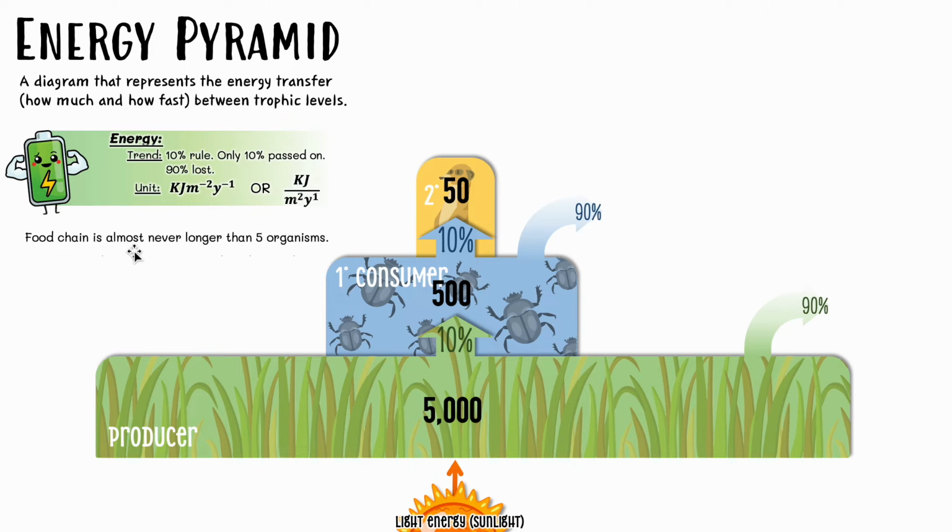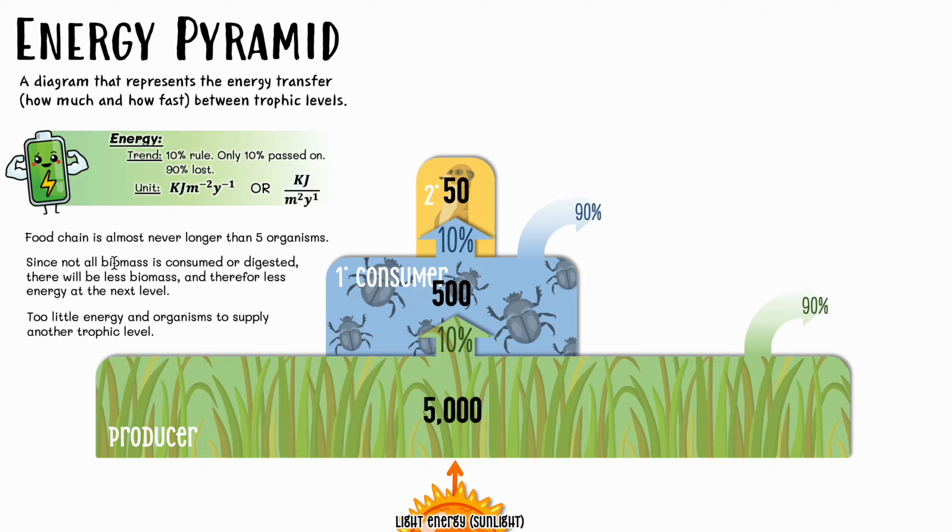Okay, so very important food chain. So the trophic levels are almost never longer than 5. It's usually 4 organisms. Since not all the biomass, remember, biomass is the dry weight, meaning how heavy a certain trophic level is, is consumed or digested or even lost as heat energy, each level will have less energy successively, and so eventually you'll have too little energy and organisms to supply another trophic level.